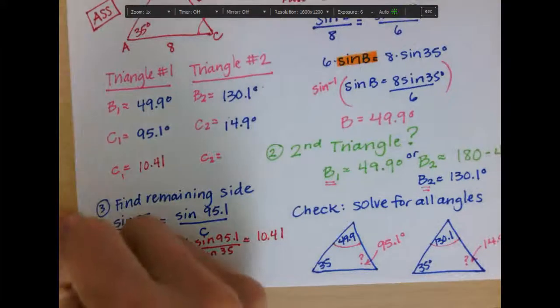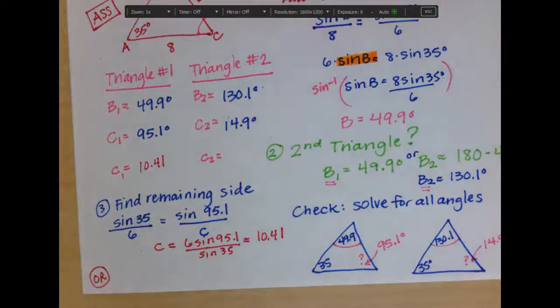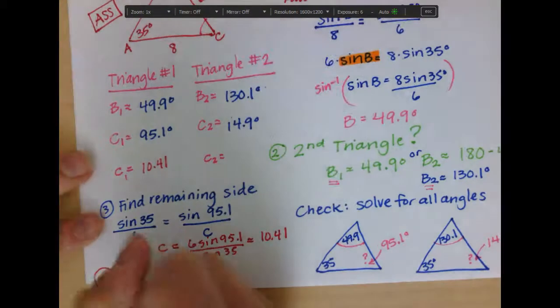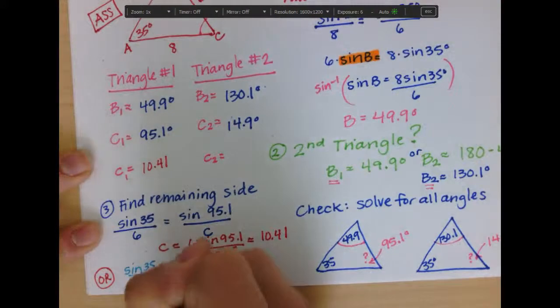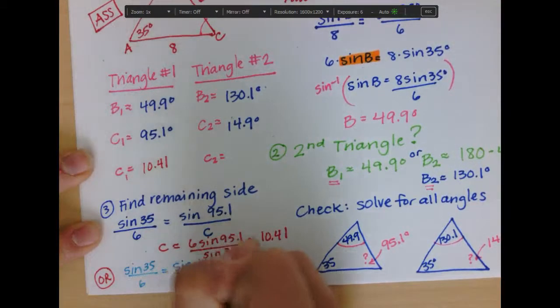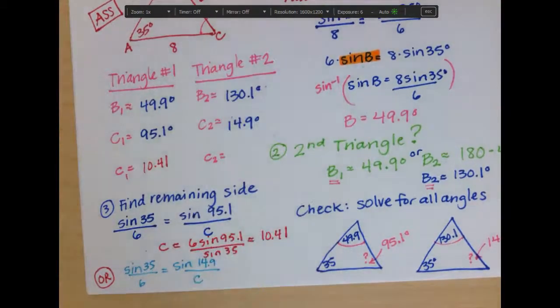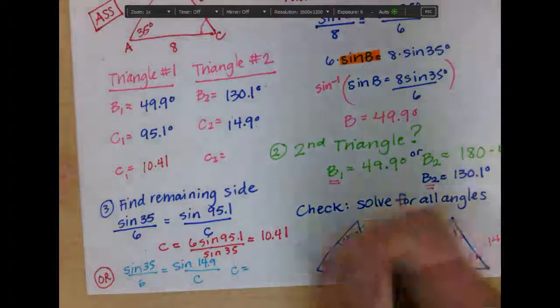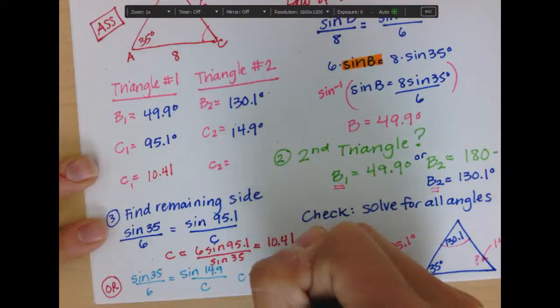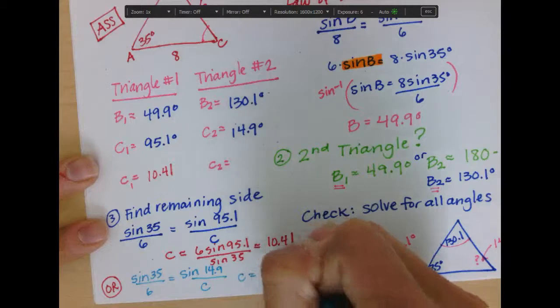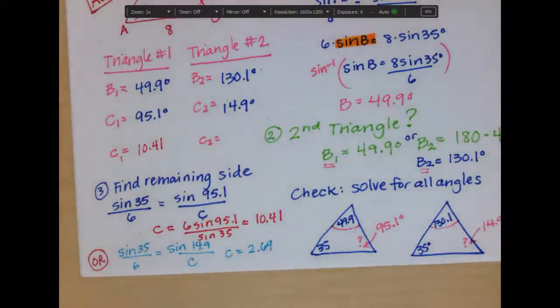Alright, let's find the other possible side length for c, given the other triangle circumstances. So here I'll have the sine of 35 over 6 equals the sine of 14.9 over c. So now I'm using the other possible angle. Once again, cross multiply and solve. You may want to do this on your own now by pausing and seeing if you can get the correct answer. But I have it here, 2.69.